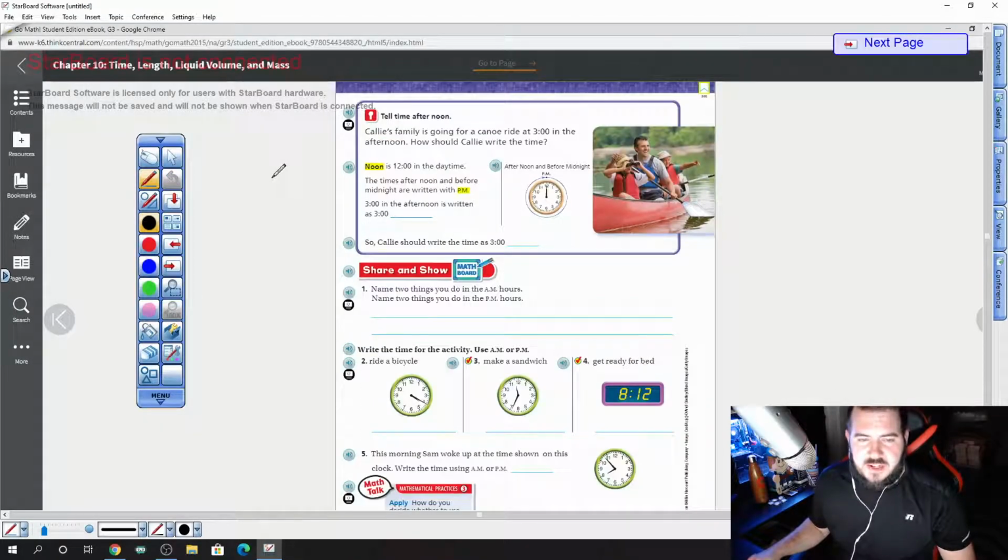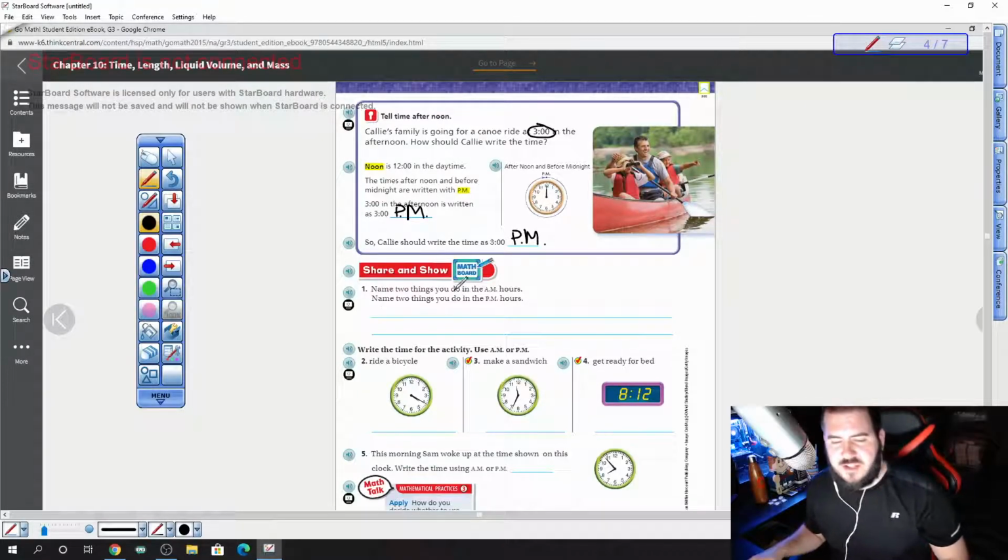On the next page, it says, tell time afternoon. So Callie's family is going for a canoe ride at 3 o'clock in the afternoon. How should Callie write the time? Well, noon is 12 o'clock in the daytime. So after noon would mean it's after 12 o'clock. And we know it's 3 o'clock. So the times afternoon and before midnight are written with PM. 3 in the afternoon is written as 3 p.m. So Callie should write time as 3 p.m.